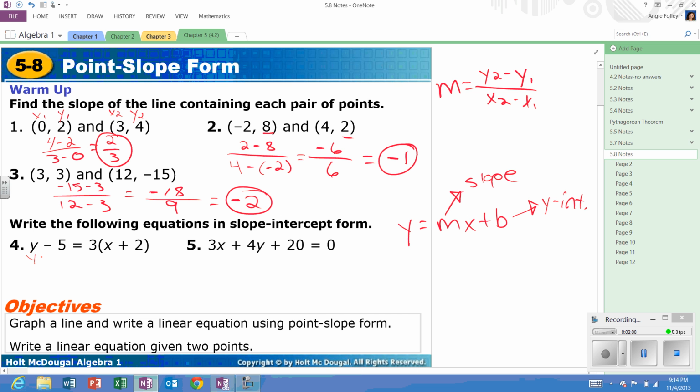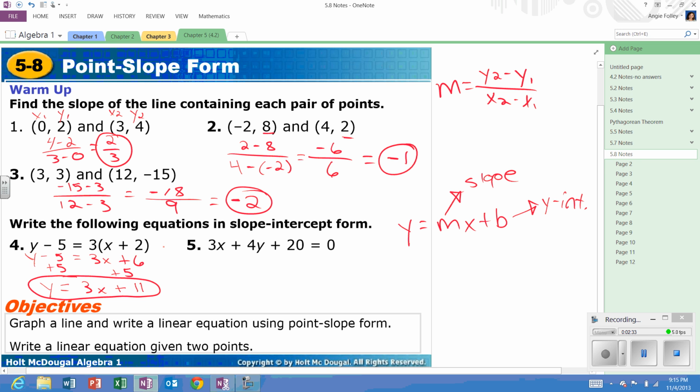So first I'm going to start by distributing this 3. And then I'm going to move this 5 over because I want y by itself. So then I'm going to get y equals 3x, 6 plus 5 is 11. So we've got y is equal to 3x plus 11. Okay, again, you can only combine like terms. That's why you're adding the 5 and the 6 together.